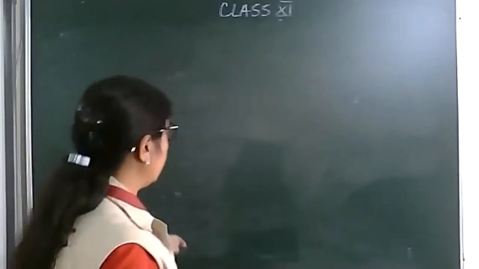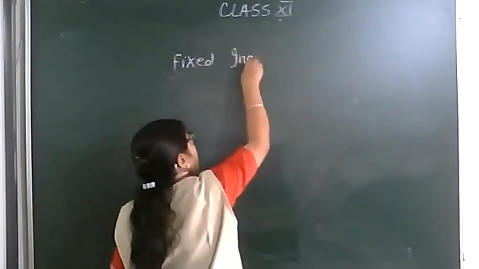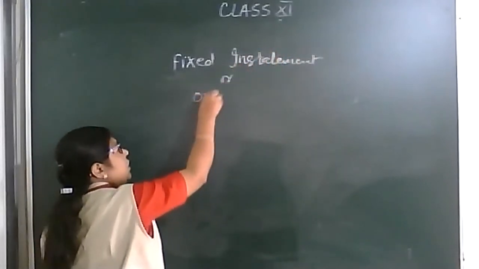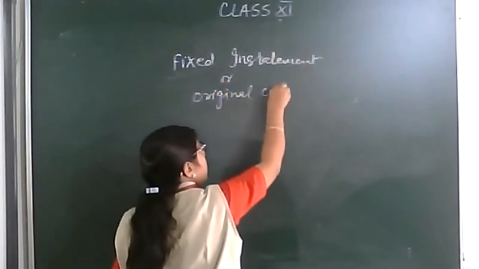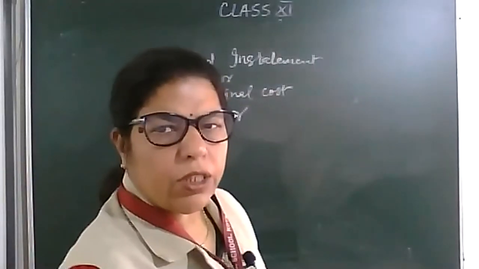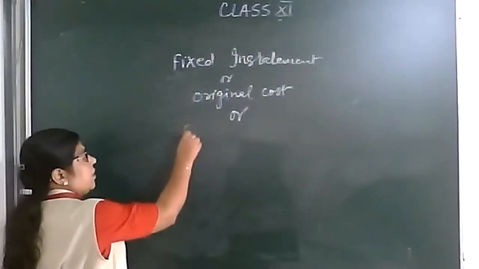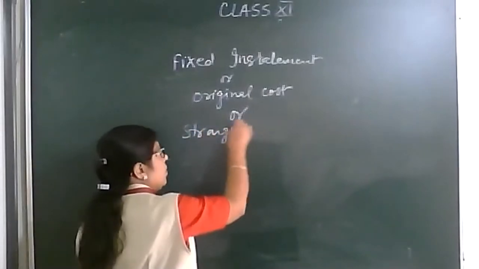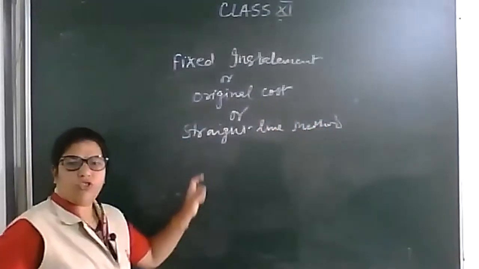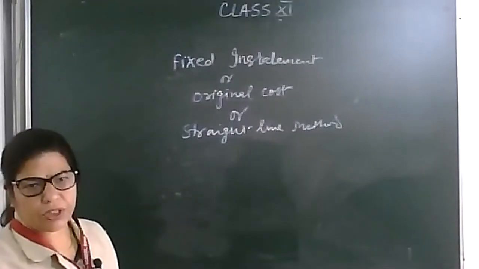Visible? Okay. So the first method is fixed installment or original cost method, or one more name is straight line method. You can say this is the simplest way of calculating depreciation.